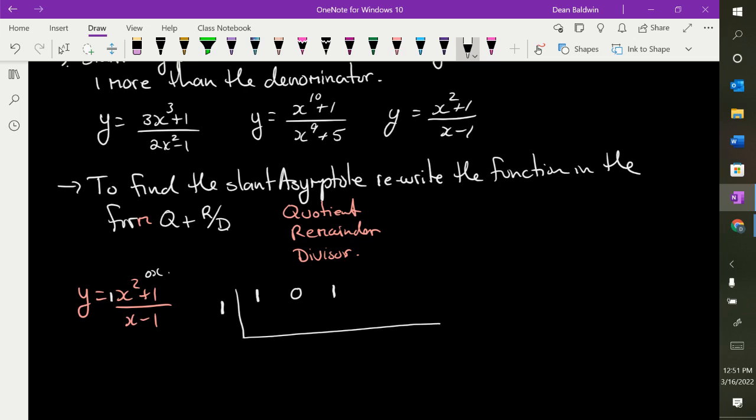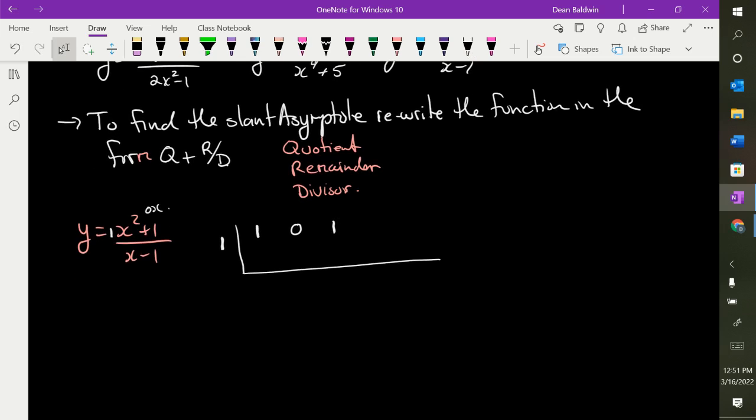And then you drop the first one. Does the bottom x do anything in the denominator? No, that's where I get this number here. Okay.